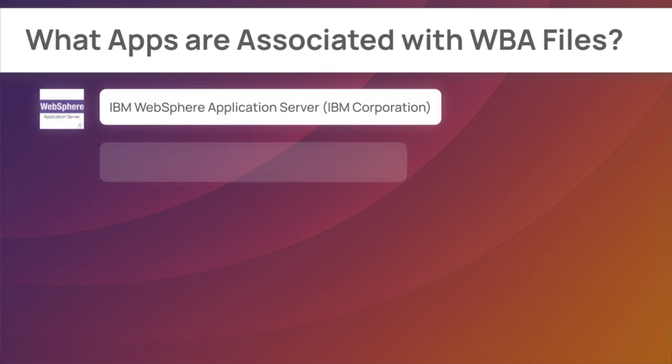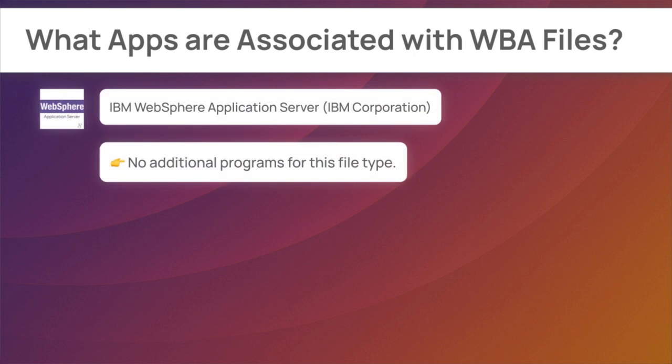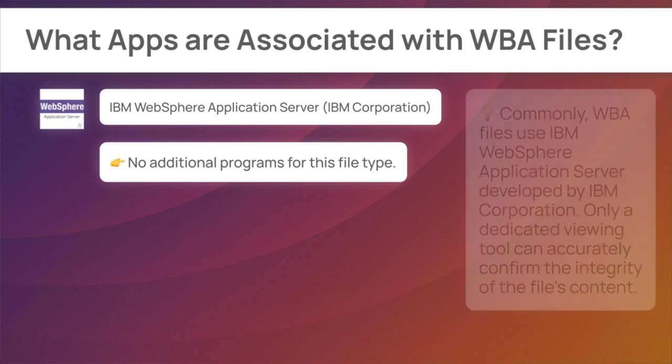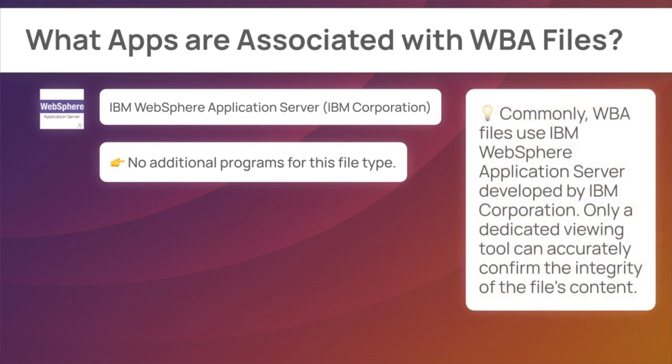The optimal viewer for the WBA format is generally considered to be IBM WebSphere Application Server from IBM Corporation. Only a dedicated viewing tool can accurately confirm the integrity of the file's content. Windows displays only partial information, so correct interpretation must be done in the appropriate software.